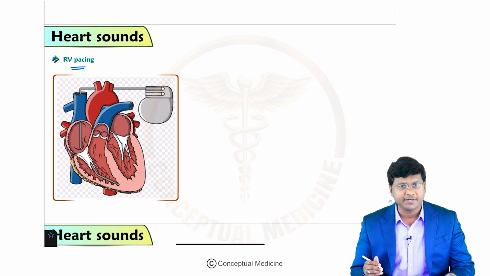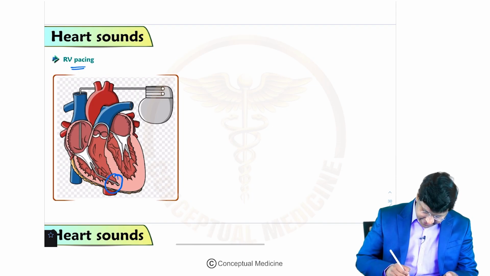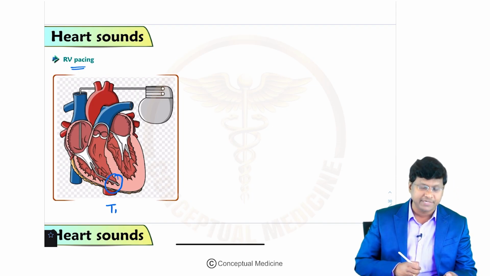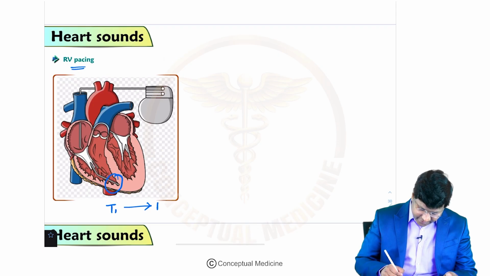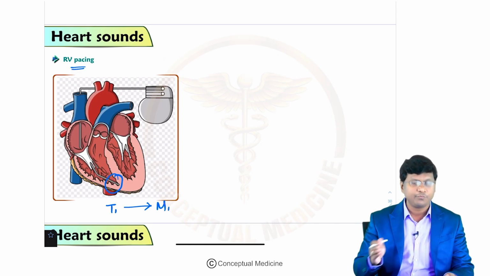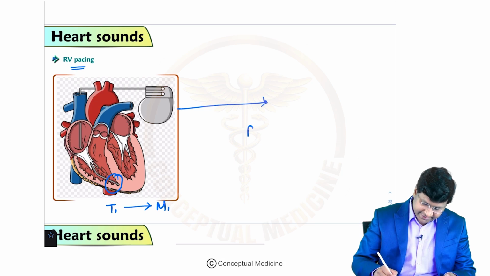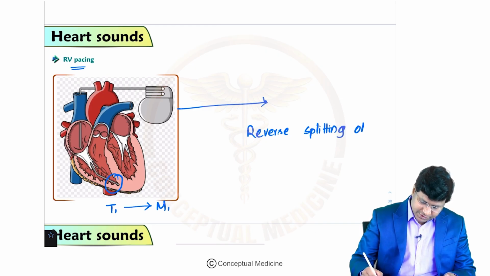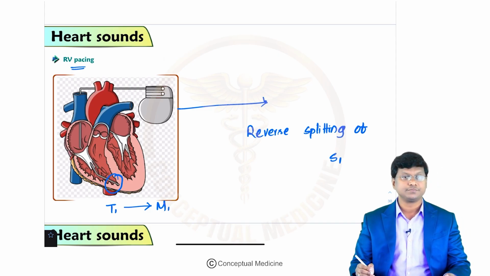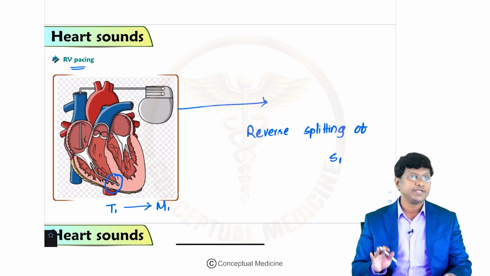So what happens in right ventricular pacing? In these individuals, you can see that the right ventricle will contract first, thereby you will have a T1, followed by the left ventricle contracting later, where you have the presence of M1. So you have T1 followed by M1 in case of right ventricular pacing, and that will result in reverse splitting of the first heart sound, right? Reverse splitting of the first heart sound. So this is the story related to the first heart sound.